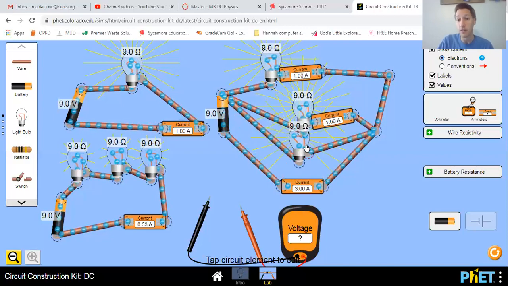And so here we have 3 of them. We divide by 3 if they're all the same. So if we have 3 9 ohm resistors in parallel, then the actual resistance of these 3 is 3 ohms.